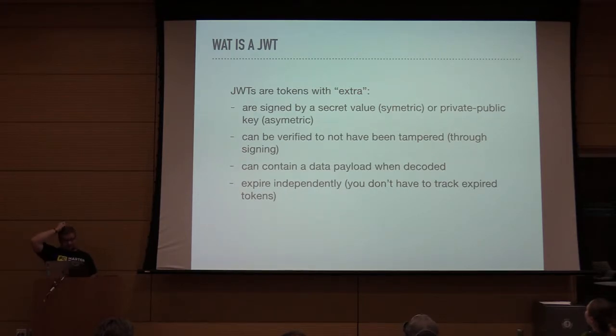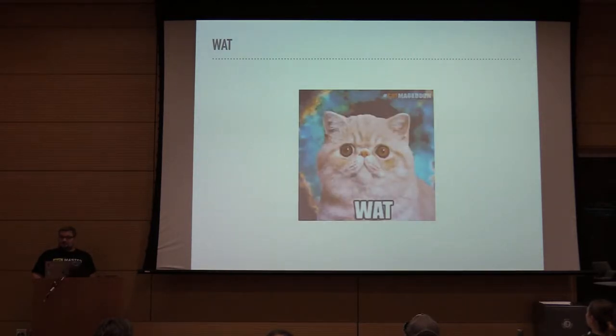So I guess to be more specific, JWTs are tokens with extra. They're signed by a secret value if you use symmetric signing, or you can use a private and public key. They can be verified to not have been tampered with, hence the signing. They can contain a data payload when decoded, and they expire independently, so you don't have to track expired tokens. That probably still leaves people confused.